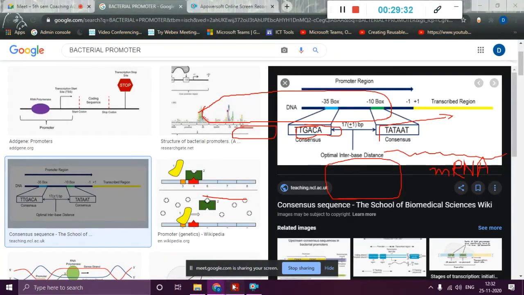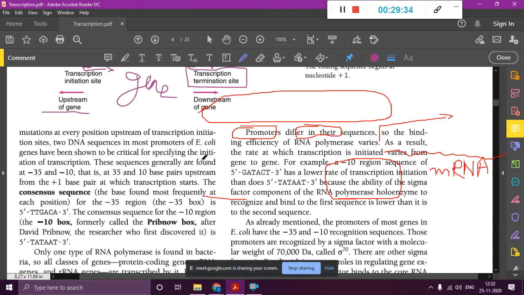So let us get back to our place. In E. coli you can find these regions have been critical for initiation of transcription. The first one, as I had shown, is the -35 region, and the other is the -10 region.